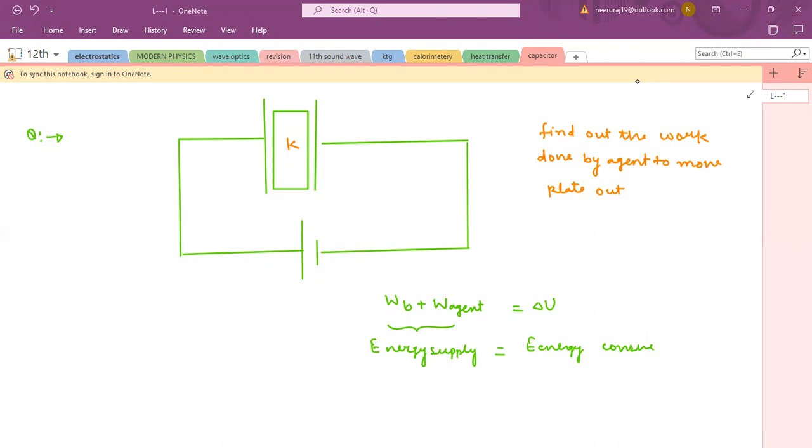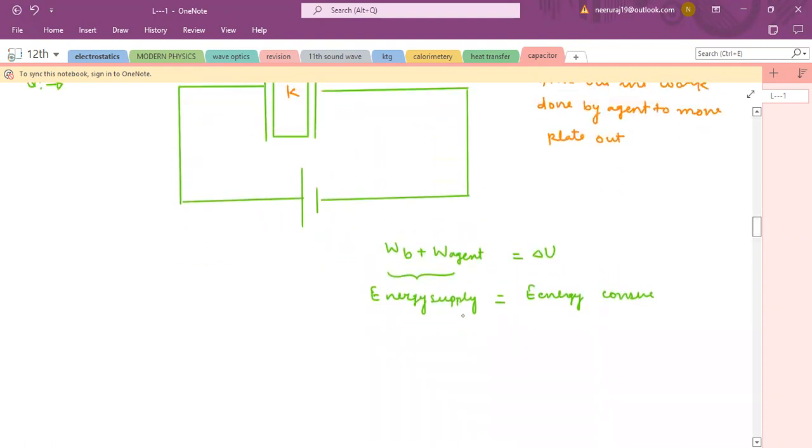So when they talk about the work done in this question, bachcho, this external agent is pulling this outside, right? And how much work is done by this external agent. So bachcho, in this problem, you need to take care of this formula. Energy supplied to the system equals energy consumed by the system. Energy supplied to the system is nothing but work done by the battery plus work done by the external agent, equals the energy consumed.